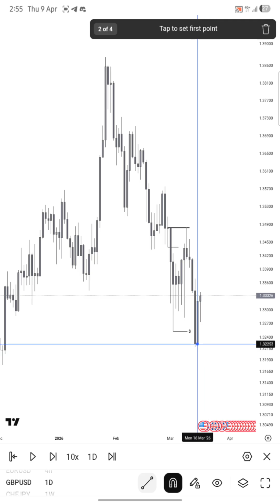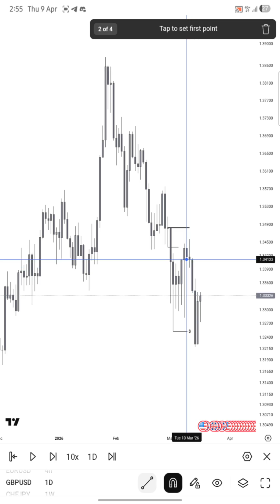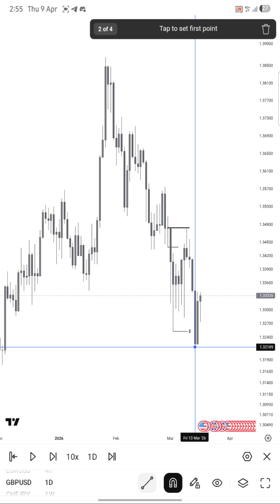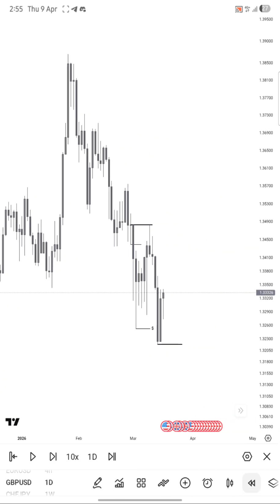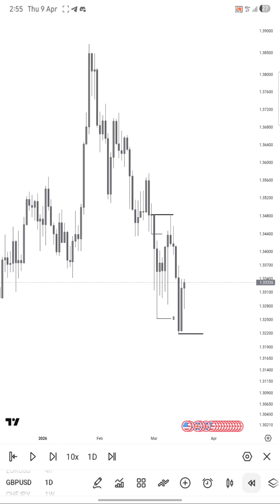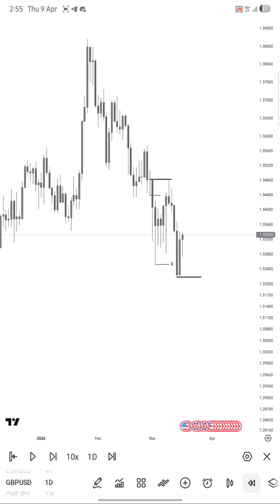So for following the trend, we will be selling, targeting this low, which is an external range liquidity, since the market is bearish. Breaking out the previous low is an indication that the trend is following the higher time frame, which is the daily and weekly macro location.